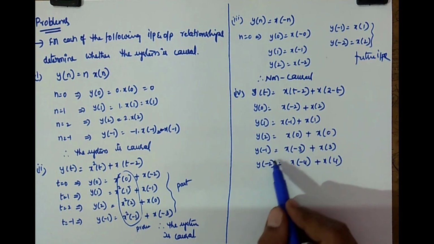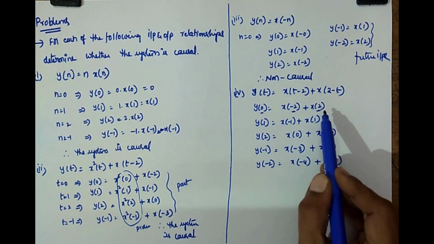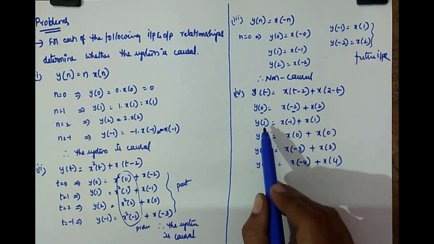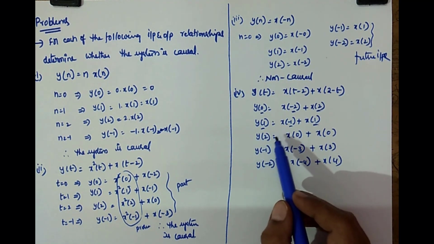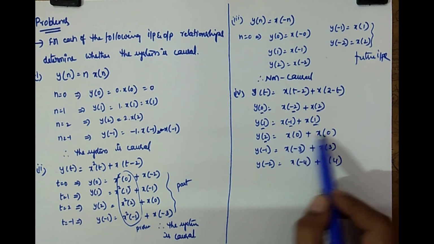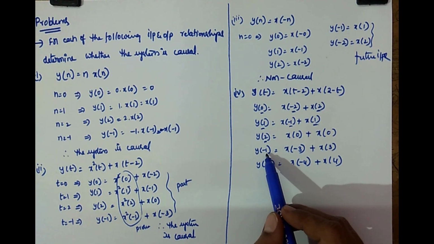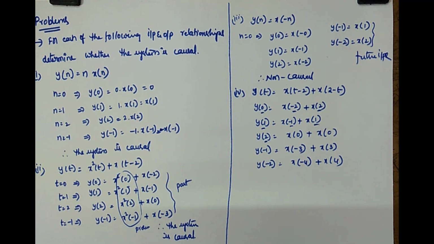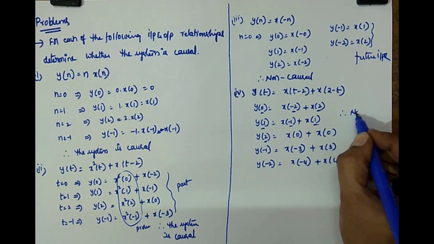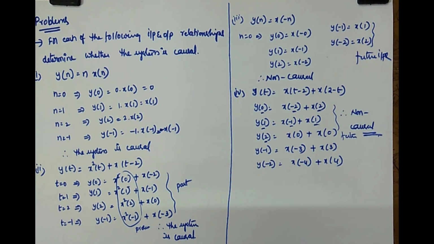So if you observe the present output, 0 is present. For 0, minus 2 is past, 2 is future. So the present output depends on past and future, and here also. For 1, minus 1 is past and plus 1 is future, and this also. For minus 1, minus 3 is past, 3 is future. So totally the system depends on future values. The system is non-causal. Okay. So all these are future. Hence the system is a non-causal system. I think you are very clear with causal and non-causal systems.